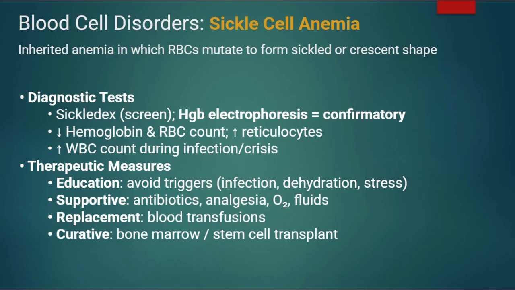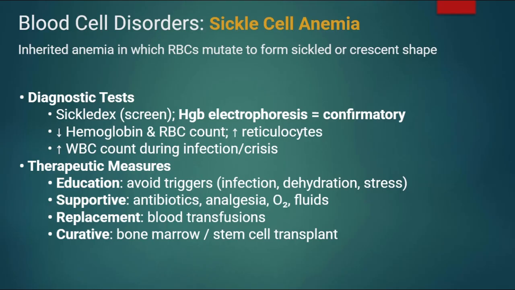Now let's review therapeutic measures. The main focus of nursing care is crisis prevention and management. Education is essential. Patients must avoid triggers like dehydration, extreme temperatures, stress, and infections. Antibiotics may be used prophylactically in children and for treatment during infection. For severe pain, strong analgesics are necessary, often opioids during crisis.